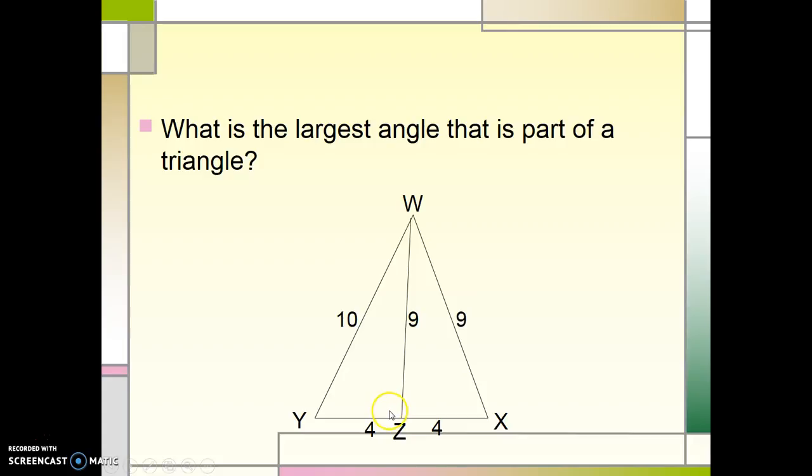So we know angle YZW will be greater than this angle right here, angle XZW. Again, because the 9 is smaller than the 10, or the 10 is bigger than the 9.